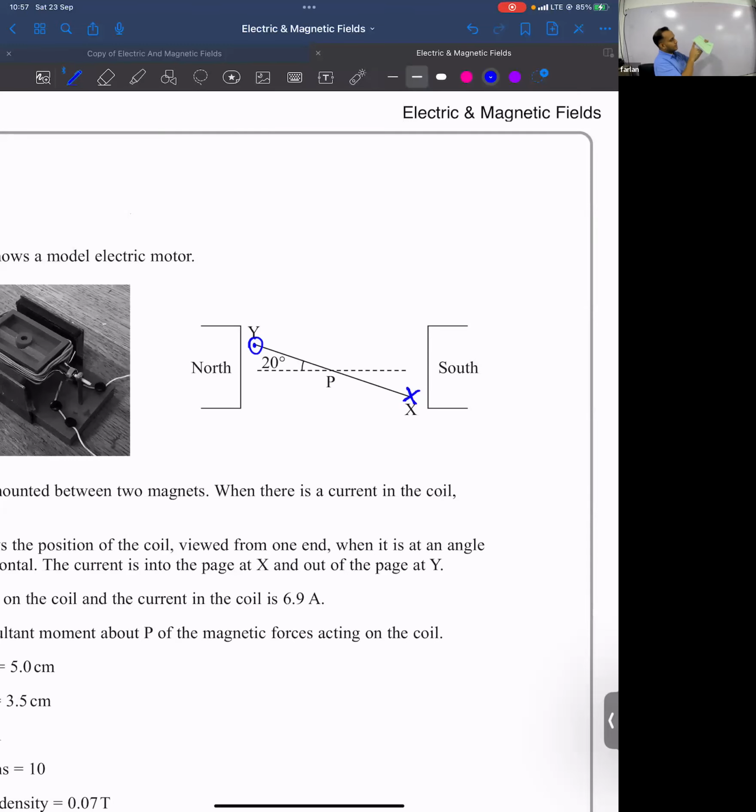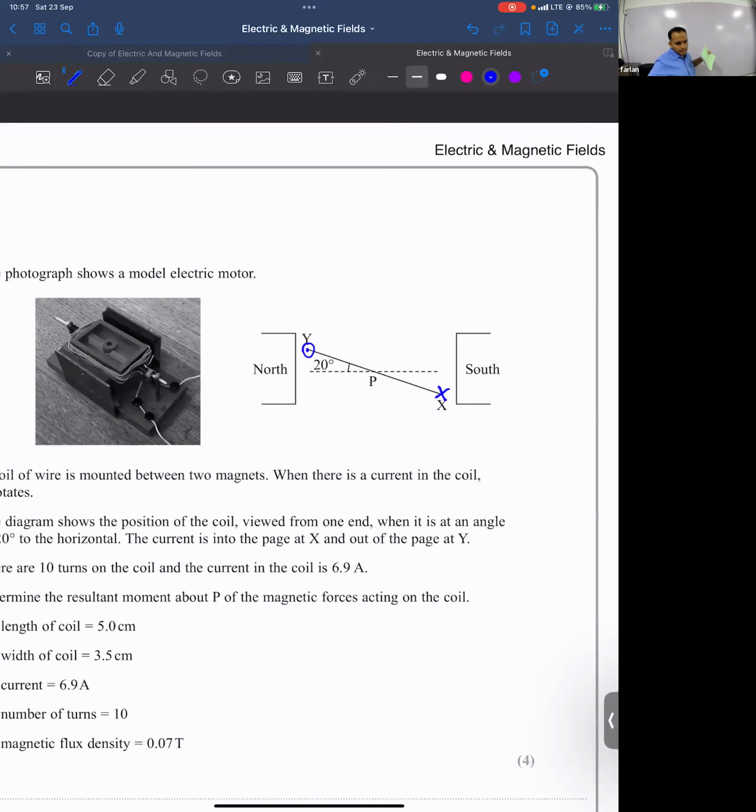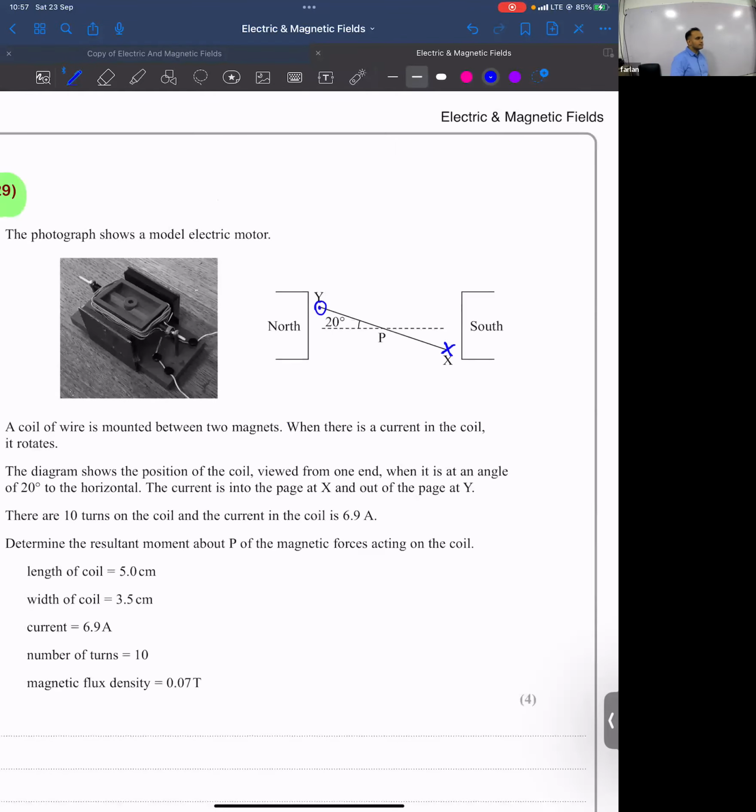It is a rectangular coil, and there are 10 coils like that. It says 10 turns on the coil. Do you understand the diagram? Okay. Now they are asking you for the turning effect, the resultant moment about point P. Resultant moment about point P. Listen.